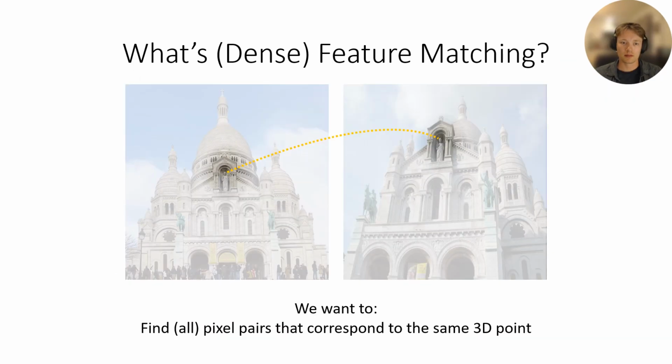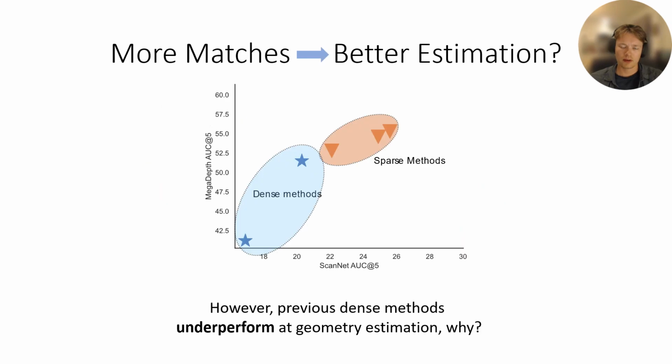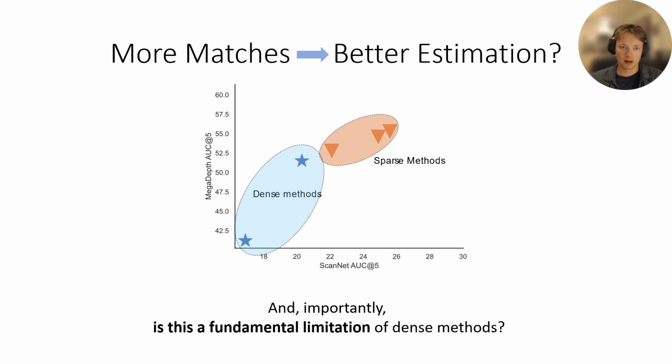In dense feature matching, we want to find all pixel pairs that correspond to the same 3D point. Once we have these matches, we can estimate geometry. Our intuition is that dense approaches, which output more matches, should lead to better pose estimation. However, surprisingly, we found that dense methods actually underperform at geometry estimation, and the question is why? And, importantly, is this a fundamental limitation of dense methods?